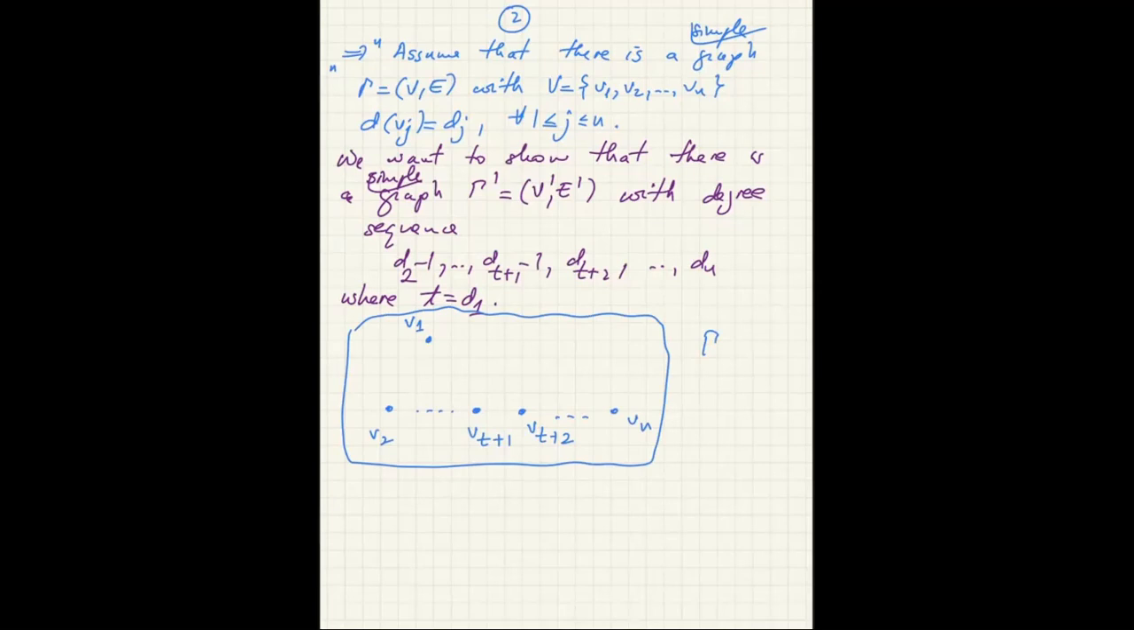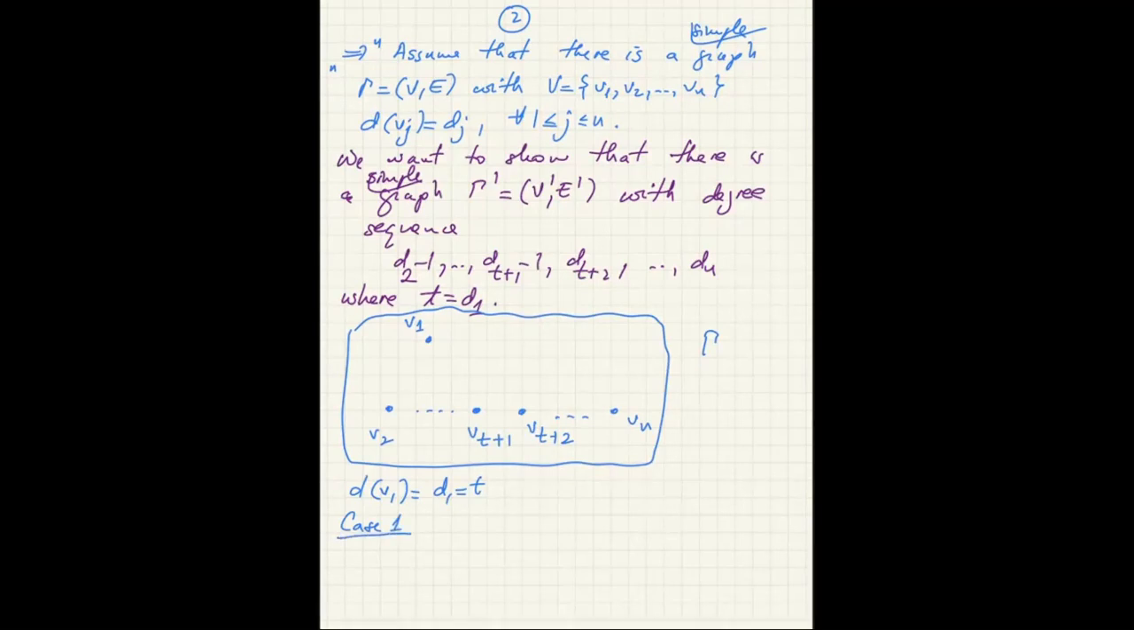And, you know, v1 could be adjacent to some of these vertices, to exactly t of them. So we have that the degree of v1 equals d1, which is t. Okay. Now, the proof will work by cases. So case one is, in some sense, the easy one.